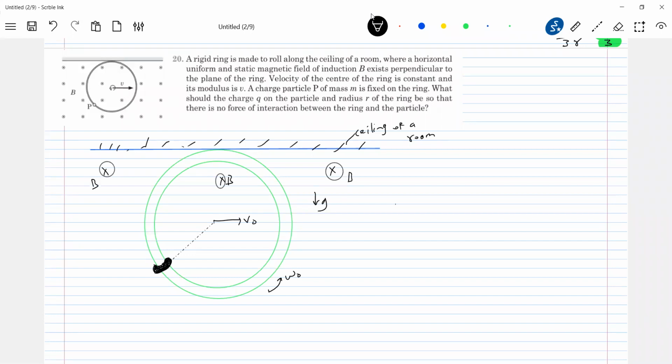Charged particle P of mass m is fixed on the ring. Okay, I can take a bead also. I'm more comfortable with the bead; if you want, you can directly fix it. It doesn't matter. So he's asking what should be the charge Q on the particle and the radius R so that there is no force of interaction between the ring and the particle. So this is the ring, and this is the bead, or you can say particle.